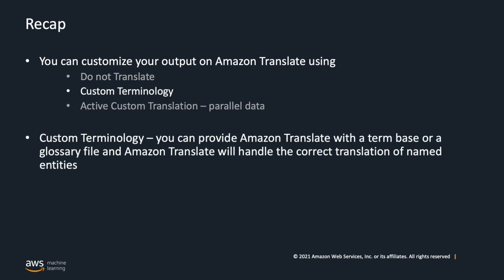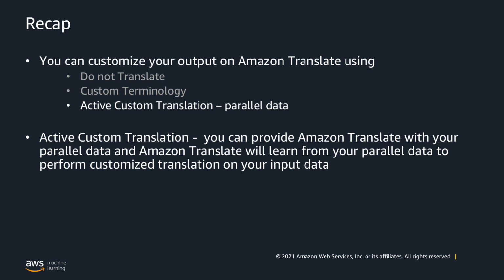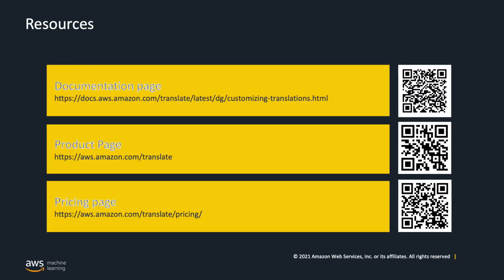Provide Amazon Translate with a term base or a terminology file, and Amazon Translate will handle the translation of the named entities correctly. Use parallel data for custom translation. Provide Amazon Translate with your translation examples, and it will learn from these examples to perform customized translation on your input data. For more resources, visit our documentation page, product page, and our pricing page for the latest information.